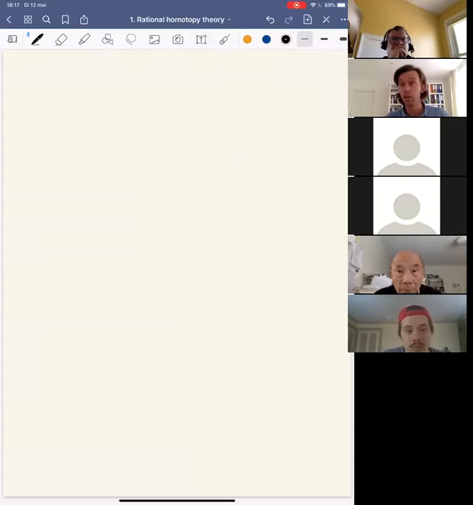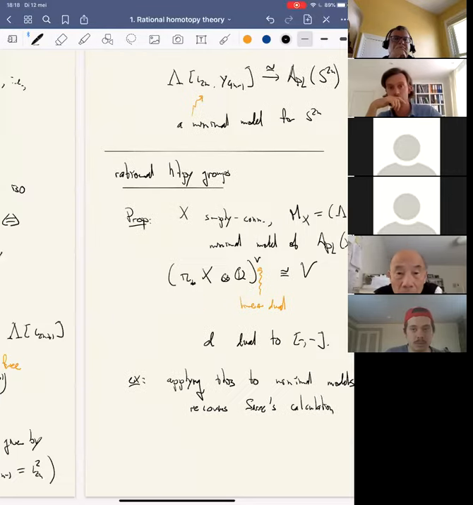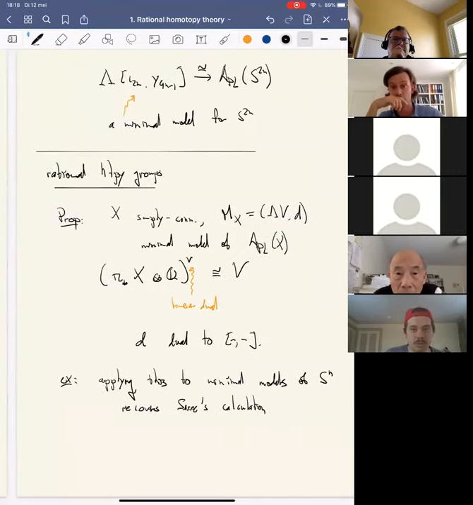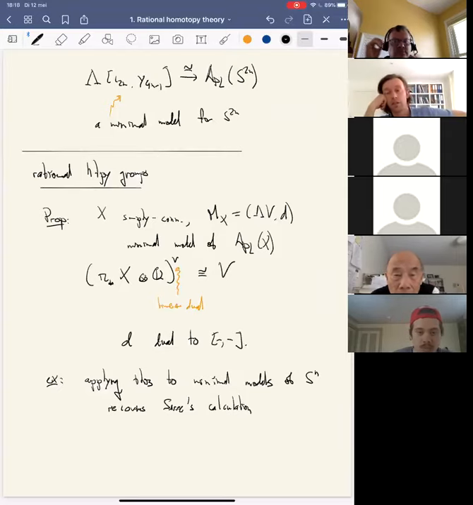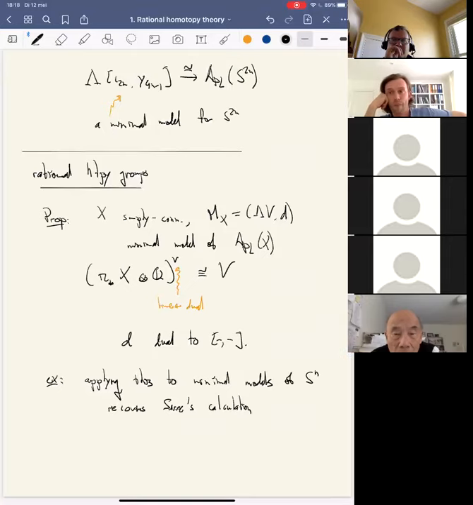Sorry, can I ask a question first? Yeah, of course. On the previous page, if you can just go back. You say applying this recovers Serre's calculation. So is this actually a separate proof of Serre's calculation, or does the setup use Serre's calculation in order to get things going?